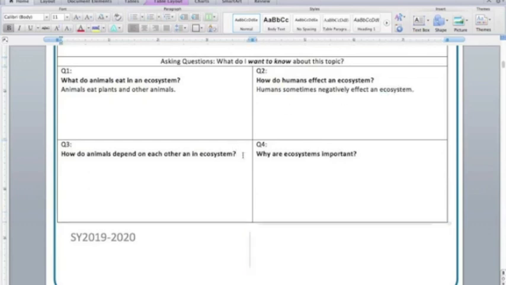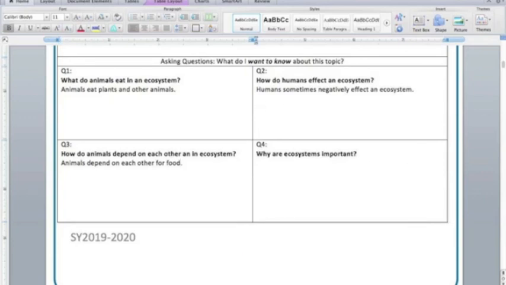My third question asks, how do animals depend on each other in the ecosystem? After reading, we learned that animals depend on each other for food. Now, that's not the only way, and you might have alternate answers or different answers, and you might have different questions, and that's okay, but I'm just giving you an example of how I'm answering these questions, all right?